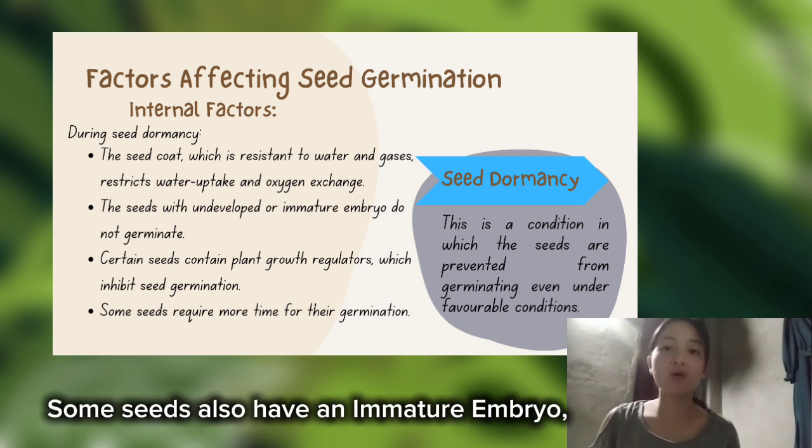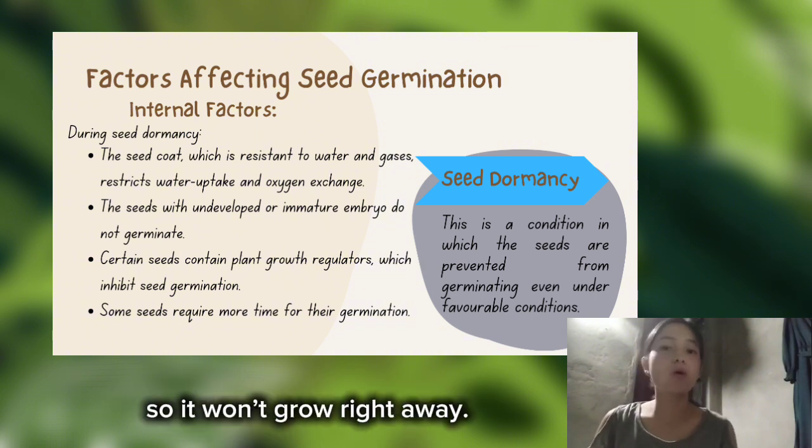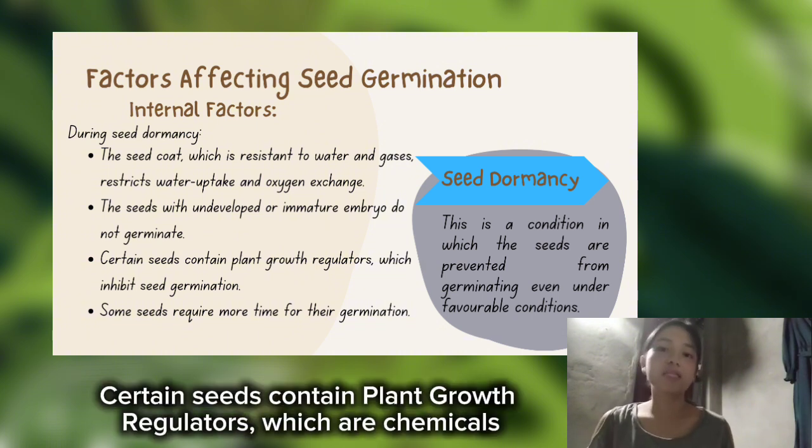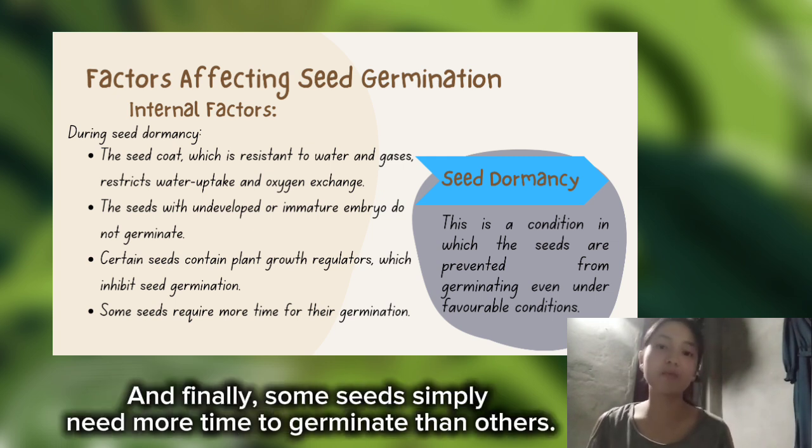Some seeds also have an immature embryo, meaning the inside of the seed is not fully developed yet, so it won't grow right away. Certain seeds contain plant growth regulators, which are chemicals that prevent them from sprouting until the right conditions are met. And finally, some seeds simply need more time to germinate than others.